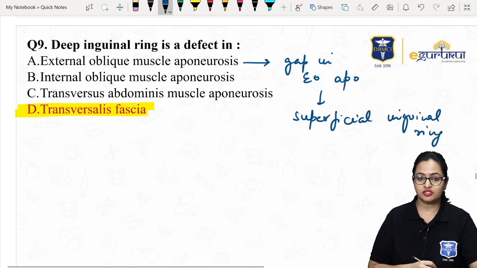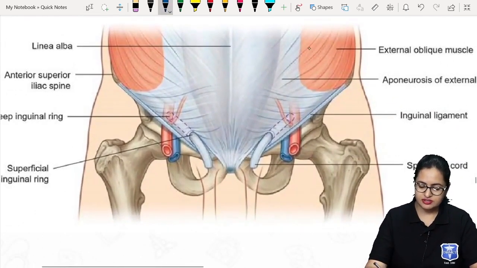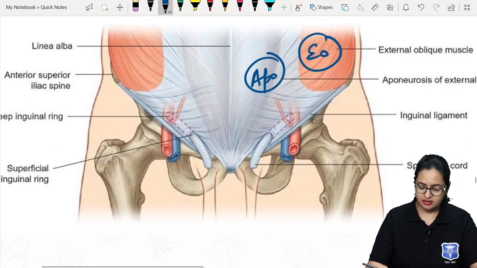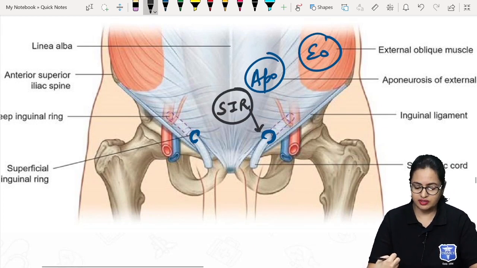This is for the superficial inguinal ring. If you see this picture over here, we can very well see this is the external oblique muscle and this is its aponeurosis, and in the aponeurosis we can see these gaps which are present over here. These gaps are the superficial inguinal ring. This is the superficial inguinal ring.